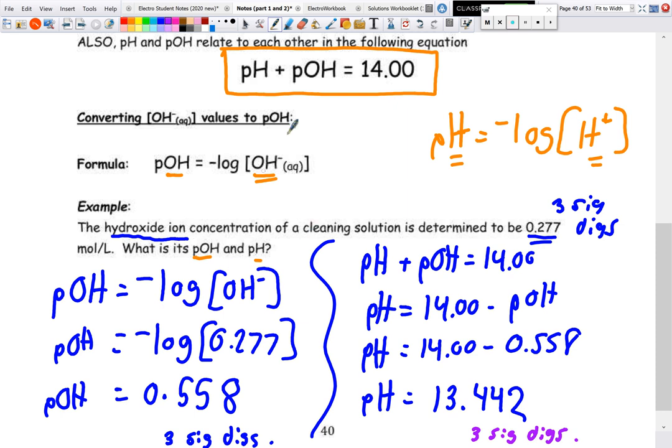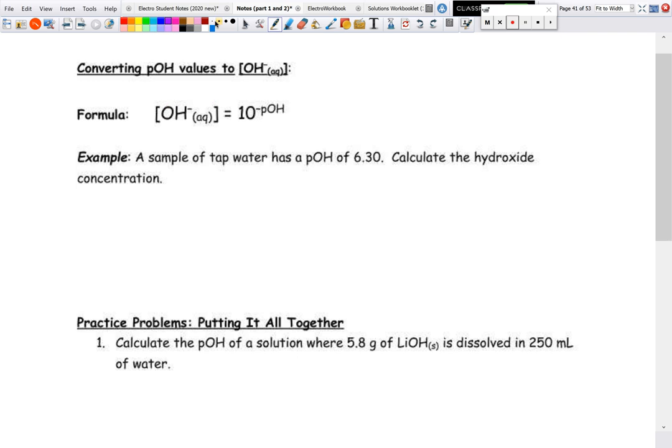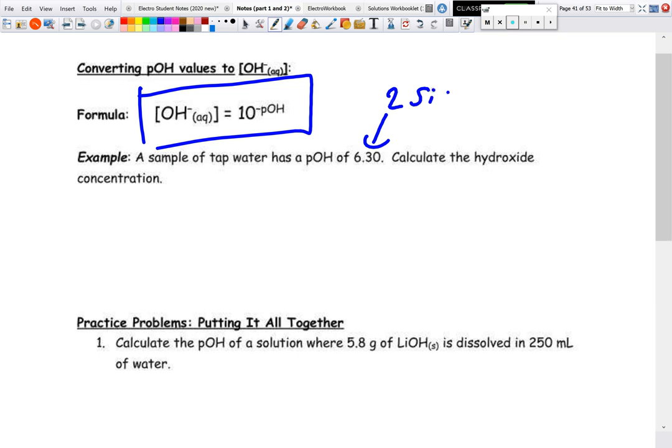So that is how we use our new function right here, and then of course, this right here, pH plus pOH is equal to 14. And of course, just because these are kind of mirror images of each other as well, if you're given the pOH and you want the concentration of hydroxide, you can use this formula right here, which is basically the exact same thing as our pH formula as well. So as long as you're given a pOH, and this is 2 significant digits, we can plug into our formula.